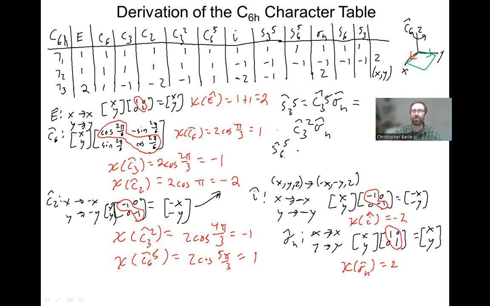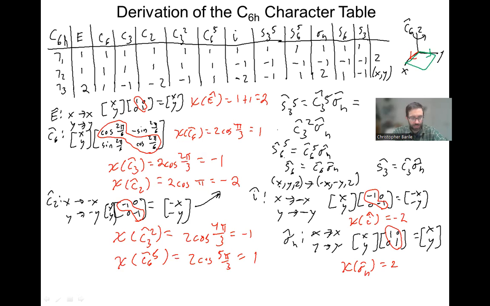S6 5 times, that's equal to a C6 5 times, followed by sigma h 5 times, which is an odd number of sigma h's, so just sigma h. Sigma h, we know it doesn't do anything for x and y, right? That's what we're evaluating for. And so we just have to look up the character for C6 5, which we have right there is 1. S6 is the same thing: C6 followed by sigma h. Sigma h doesn't do anything for x and y, so we just get the character for C6. It's 1. S3, it's the same deal. That's a C3 followed by sigma h. Sigma h doesn't do anything, so we just get the character for C3.